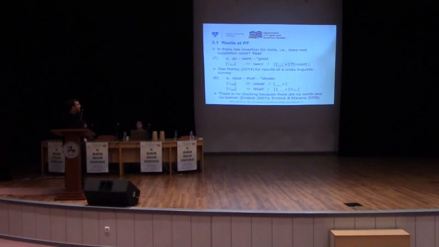But what happens when you get to steal? Instead of expected stealer, you get thief. So what we say about this in undergraduate morphology is that it's blocked, that thief blocks stealer. So what you have here is something like this. You have a root, let's call it 348. And if that root is in the environment of a categorizing little v, then it will be pronounced steal.